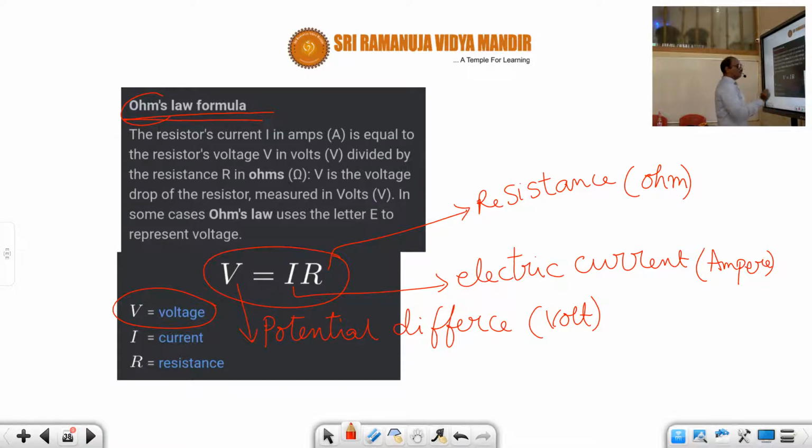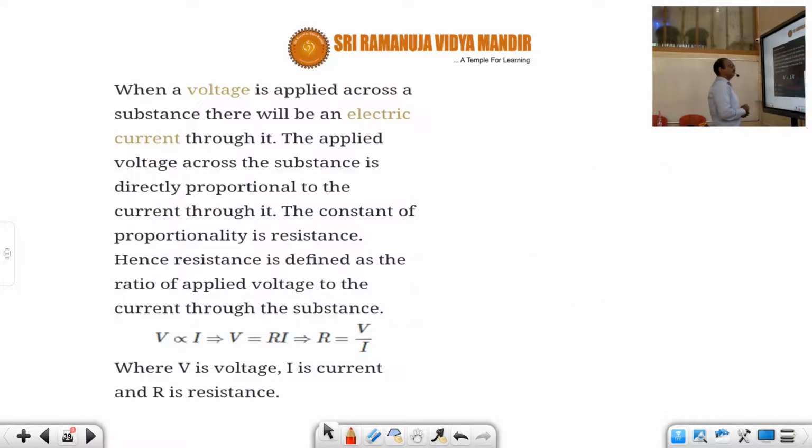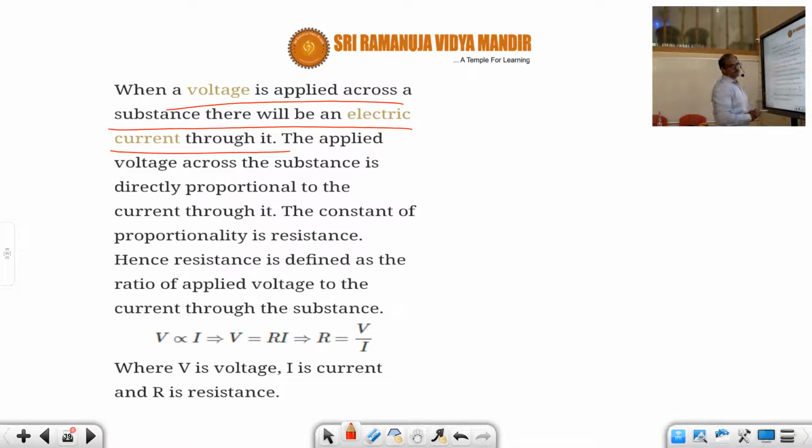Understood? So for the flow of electrons, or electric current, we need some potential difference. This potential difference is created by a cell or a battery. Whenever voltage is applied across a substance, there will be an electric current through it. Voltage applied is nothing but a potential difference applied.